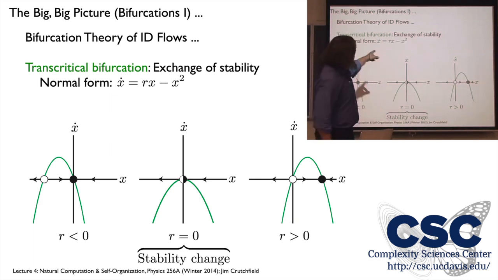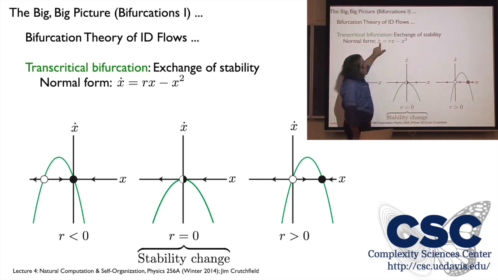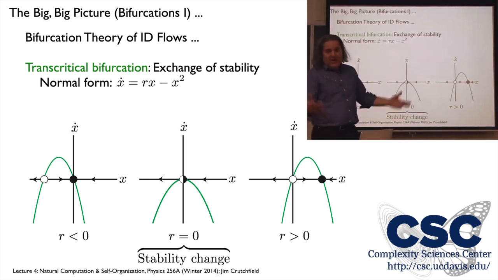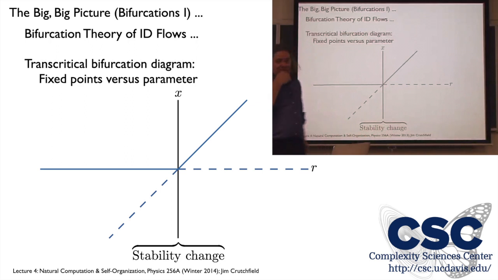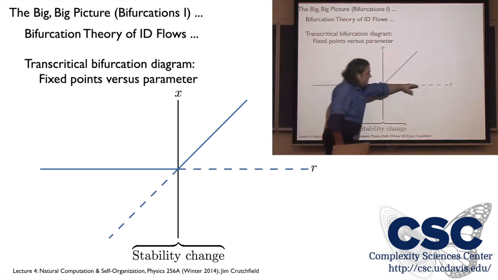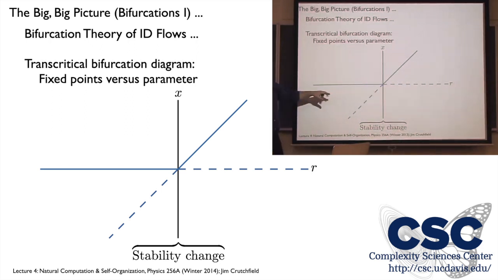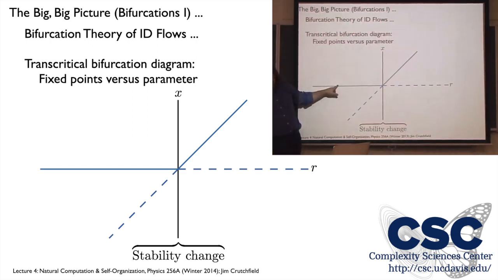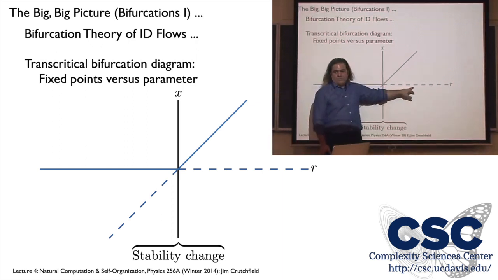We actually have to solve this for x dot equal to 0. We want to solve for x star as a function of r to get it. And well, we already know one solution, x equals 0. That's always got to be there. But what happens is this. So here's the origin, x equals 0. It's always there. It's always a fixed point, except here it's stable. Above r equals 0, it's unstable, dashed line.